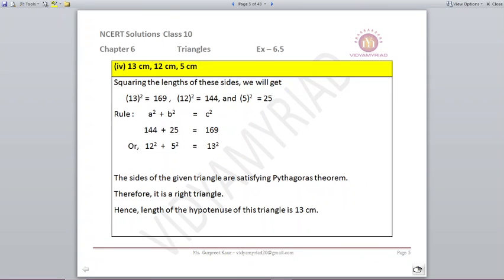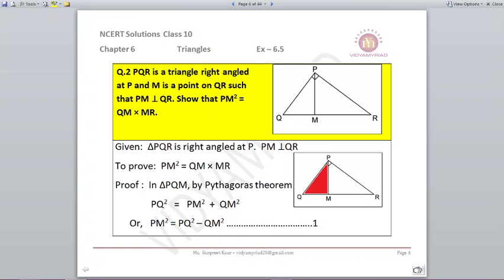Next, 13 centimeters, 12 centimeters and 5 centimeters. So 13 centimeters square is 169, 12 square is 144 and 5 square is 25. So what is 25 plus 144? It holds true for 169, which means 12 square plus 5 square is equal to 13 square. That means it is satisfying the rule of the Pythagoras theorem, and thus it is a right angle triangle, and the hypotenuse is 13 centimeters.